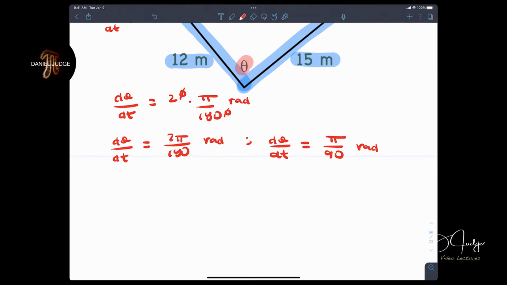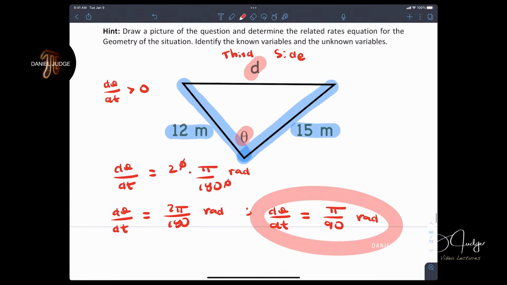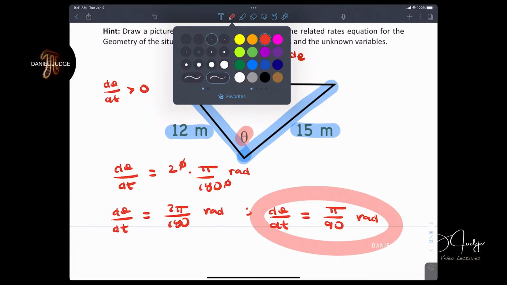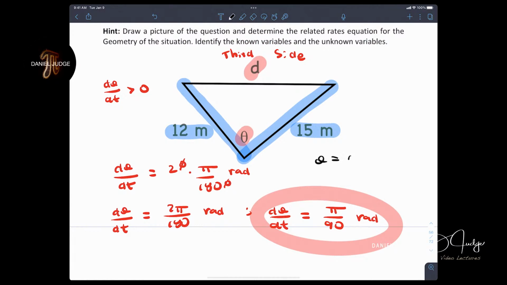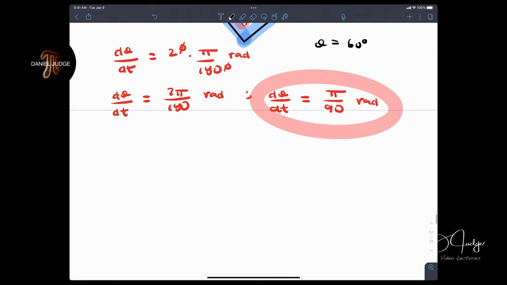Okay, let me do something like this. So the only thing that's changing is the angle. The sides of this triangle are constant. They're not changing. They're just having that angle increasing. And eventually the angle will get to 60 degrees. So eventually theta will be 60 degrees. They just want to know what's the related rates, or what's the rate that the distance, the third side, is increasing. All right, fine.